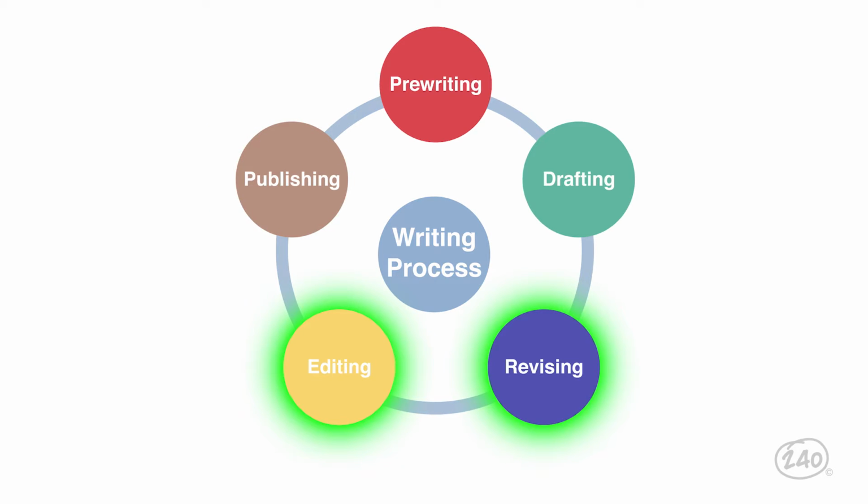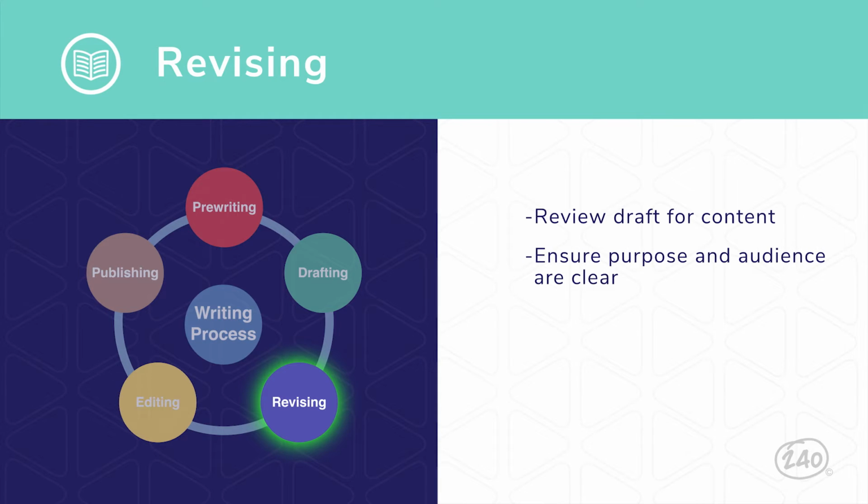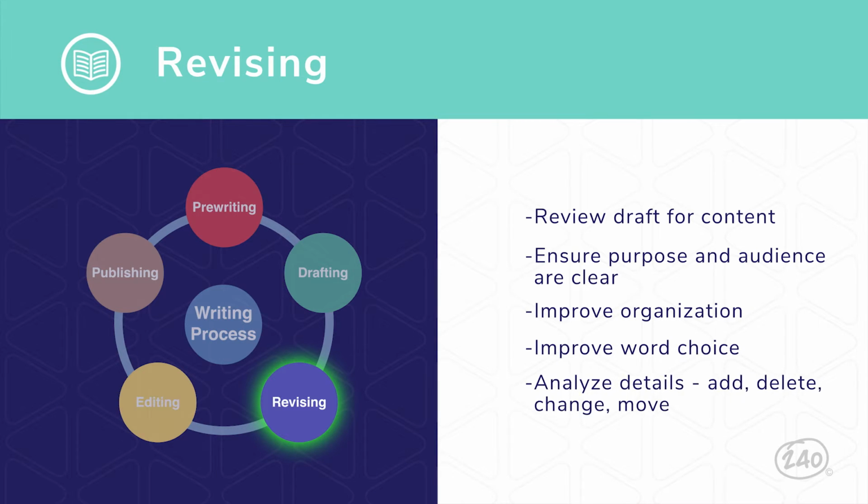Revising and editing can be really easy to mix up, so let's zero in on some details about those two. Revising entails reviewing the draft and making adjustments to improve the content of the writing. This is the time to make sure that the writing clearly addresses its purpose and the audience to whom you're speaking. Improvements to the organization and word choice are made here. Details are analyzed to determine if there's anything that can be added or deleted or changed or moved around to support the overall clarity of the piece.